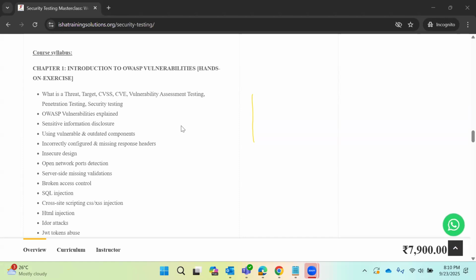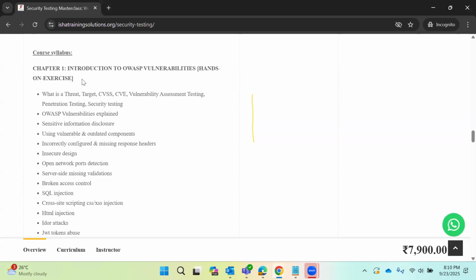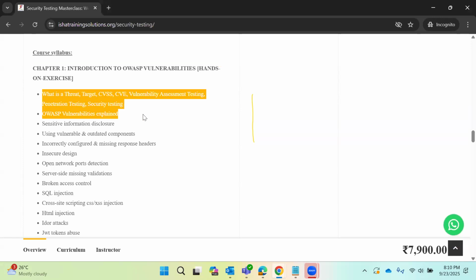However, I would like to start with chapter 1. A little bit of theoretical discussion will be there. The focus will be to understand these 2 points at a high level. These are common terminologies that we hear in the security testing industry, and we should be aware of what exactly someone means when they say these things.